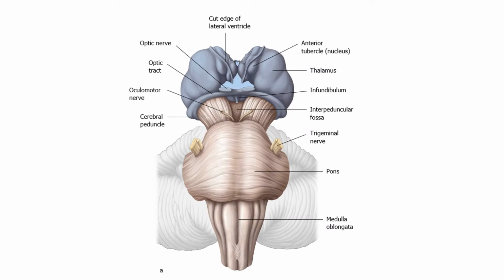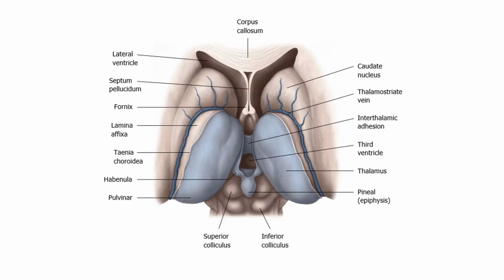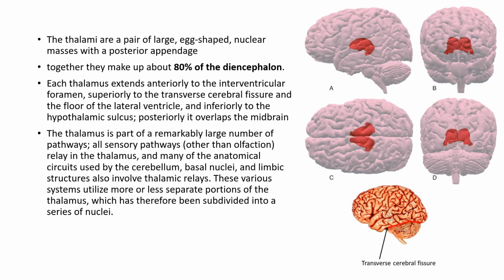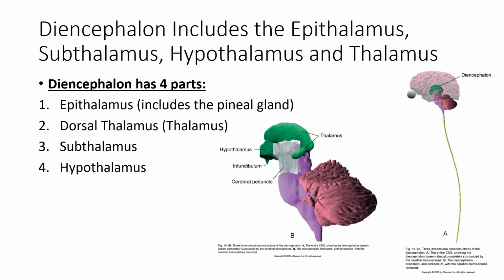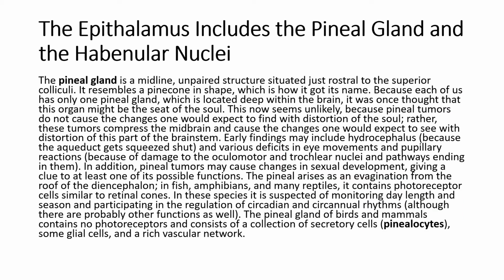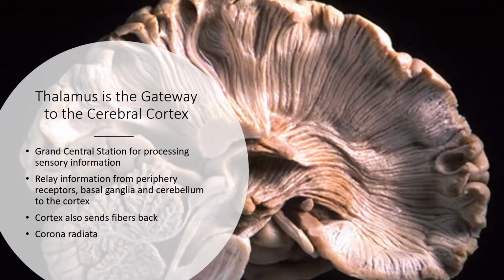Another view. Feel free to pause at any time that you need to take a little more time to look at these structures. There we go. Same stuff. Diencephalon has 4 parts: epithalamus, which includes the pineal gland, dorsal thalamus, subthalamus, and hypothalamus. Go ahead and read this. It talks about the pineal gland.